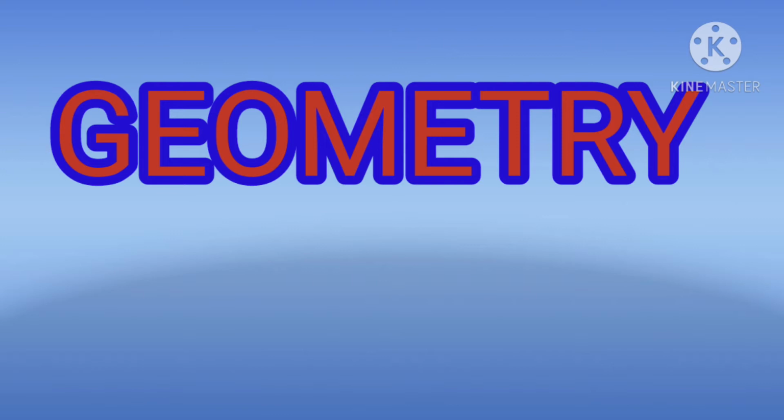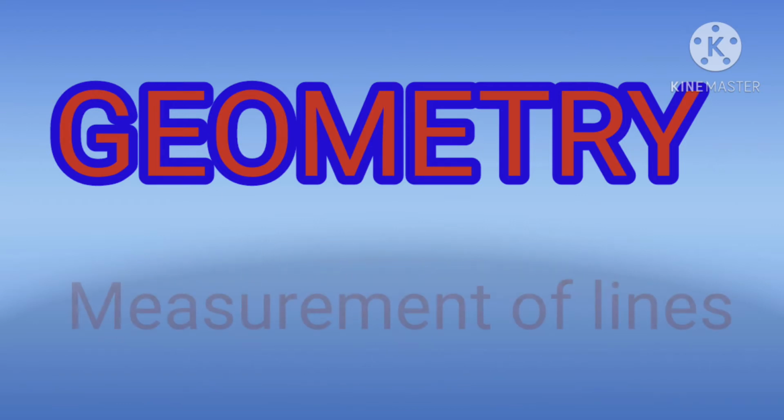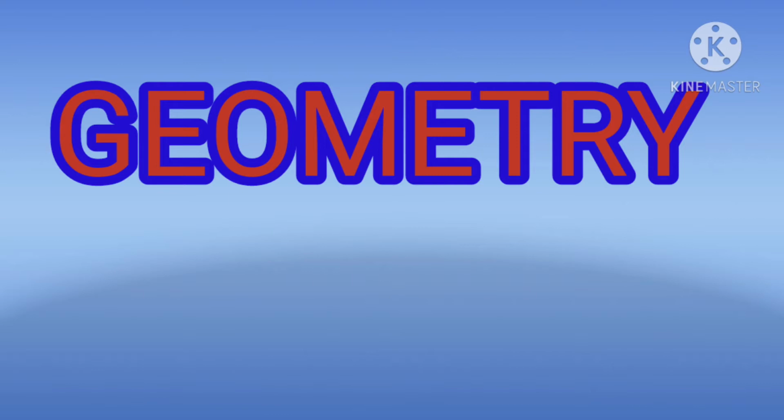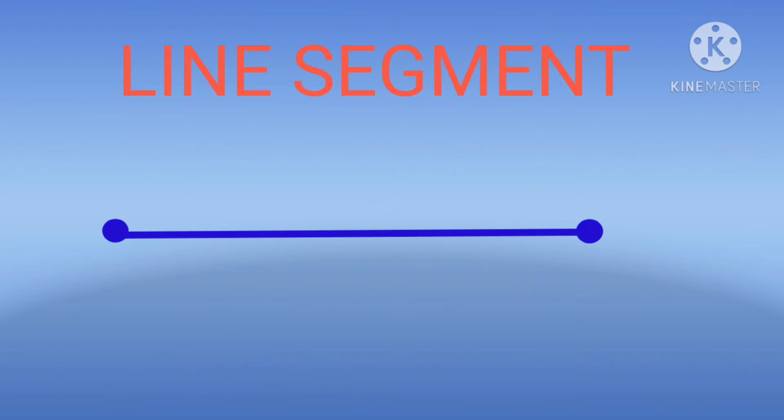Children, in class 3, you might have learned about shapes, lines, and how to measure lines. Today, let us revise those concepts once again. Let us start with the first one, that is point. A point is a very small dot made with a sharp pencil. It has no length or thickness. A line segment is the straight path between two points.